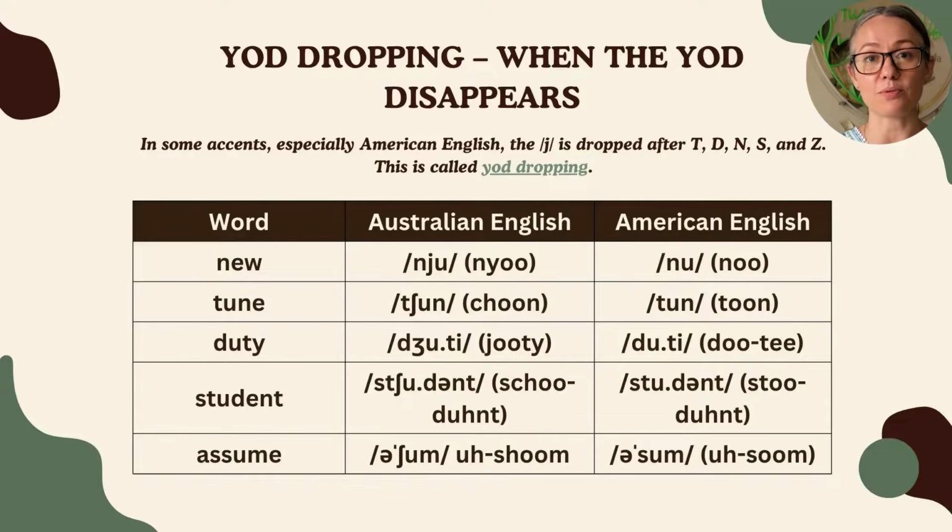So I'll say the Australian or British pronunciation first and then the American version so you can hear the difference. We have new, new, tune or tune, tune, duty or duty, duty, student or student, student, assume or assume, assume.